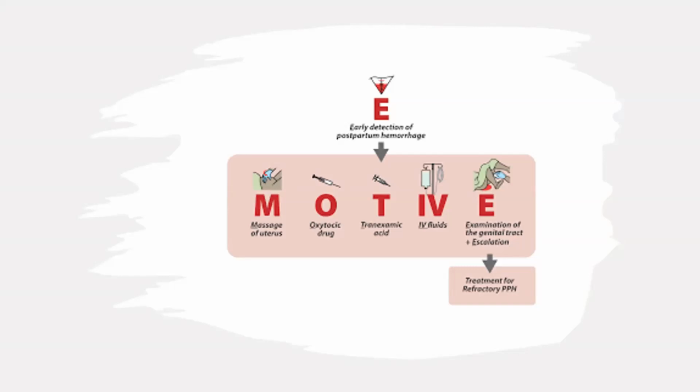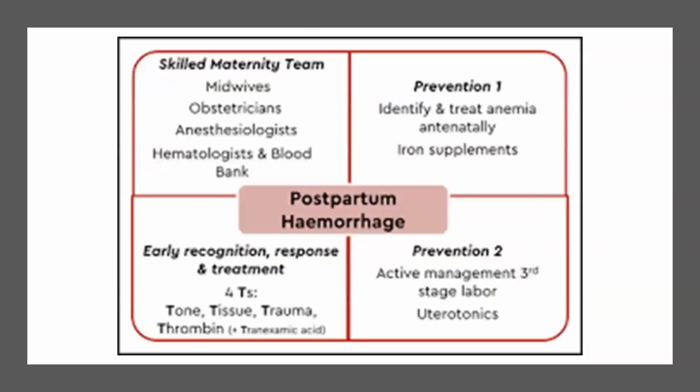So it starts where the patient delivers, even if it's at the clinic, even if it's at a peripheral hospital. Start resuscitation. So postpartum hemorrhage, four things that you must always remember. Everyone who works in a maternity unit who's part of the team, it can either be a midwife, obstetrician, anesthesiologist, hematologist, or the blood bank, they must know about postpartum hemorrhage.